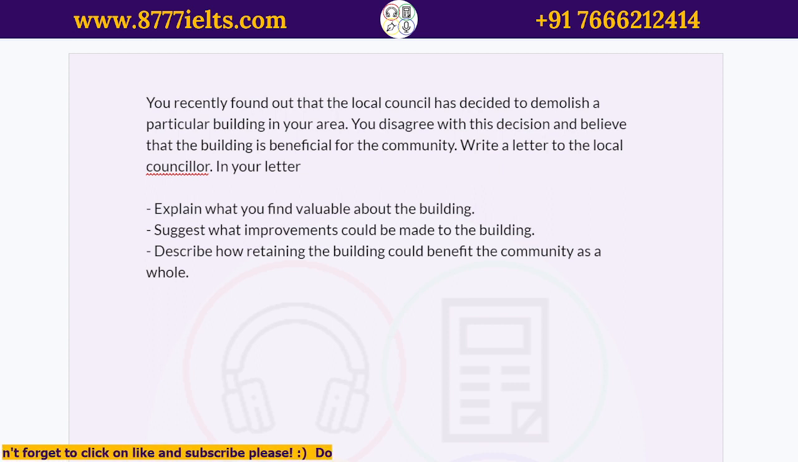Now, the other thing is always keep your bullet points in mind, and usually the first word or the first phrase of your bullet point will give you some really good pointers. Here, for example, explain. So you need to go into detail. Suggest always means make sure that you use modal verbs because you're suggesting or giving advice. Describe, go into detail about something.